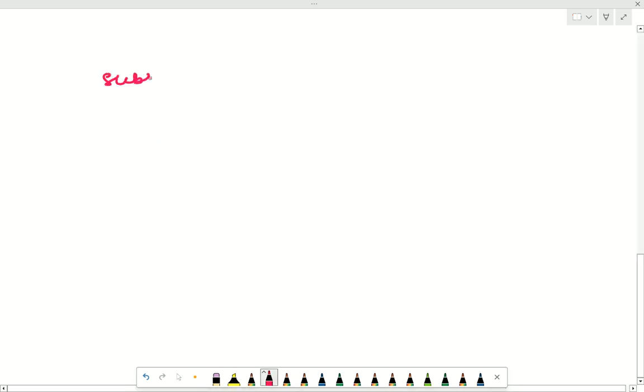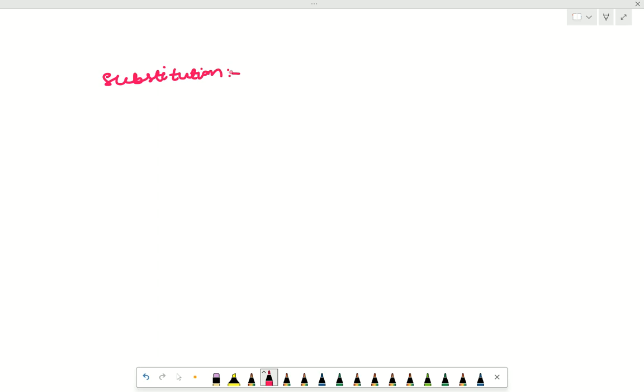What do you understand by the word substitution? Let's take a normal example. In school, if one teacher is not present, some other teacher is going to come there. Similarly, in the substitution method, we are going to replace one variable by another variable.